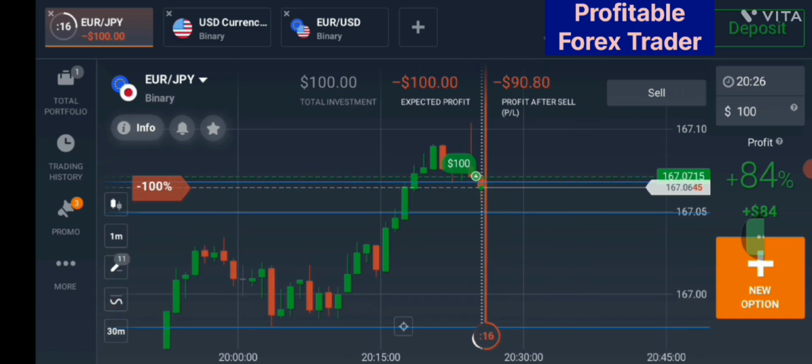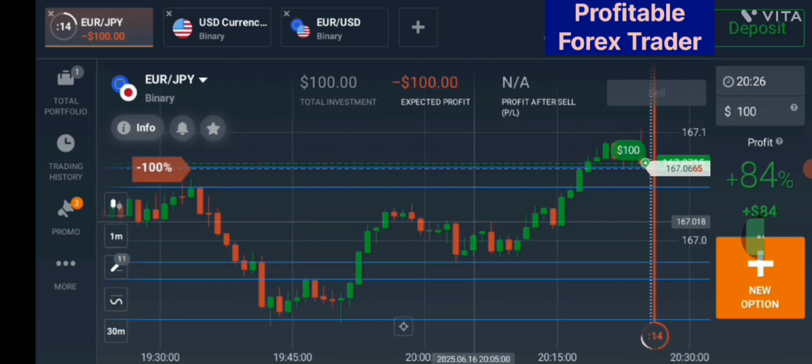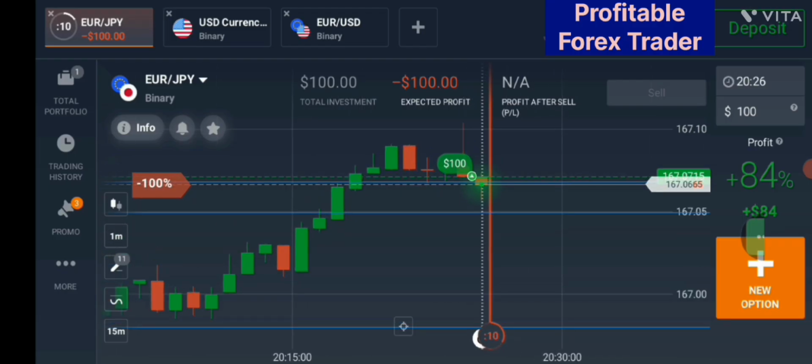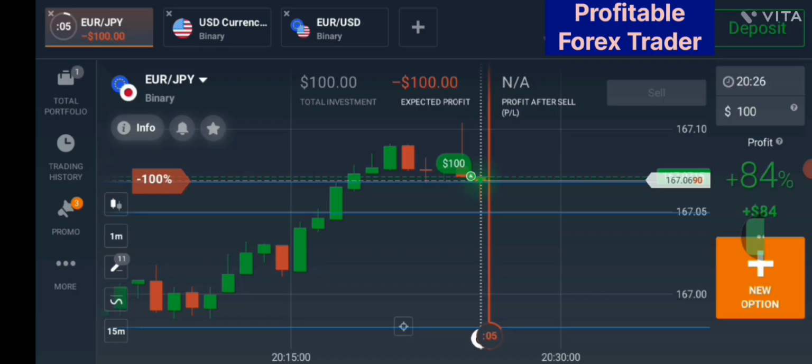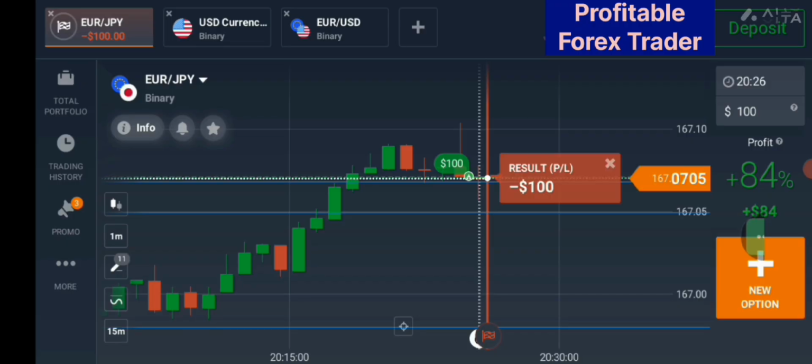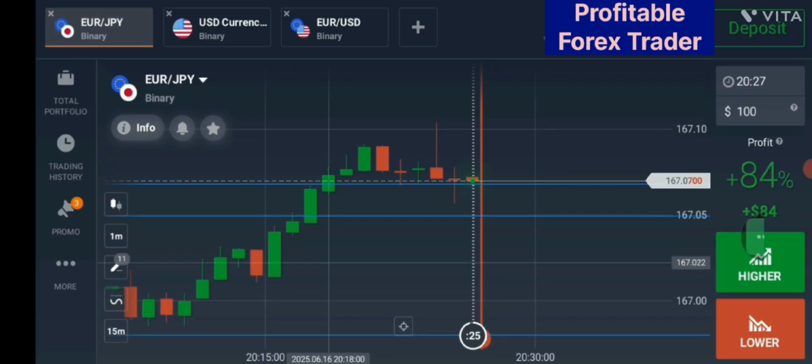So it's actually on an uptrend. You can see it's on an uptrend. All right. Okay, so let's see what happens. A few seconds left. Okay, so I have lost this trade. All right, I've lost the trade.